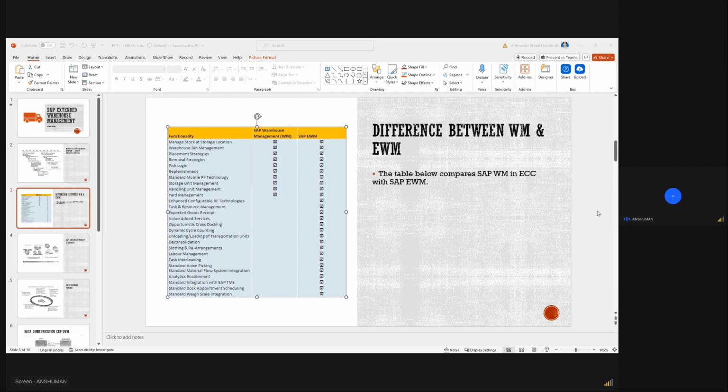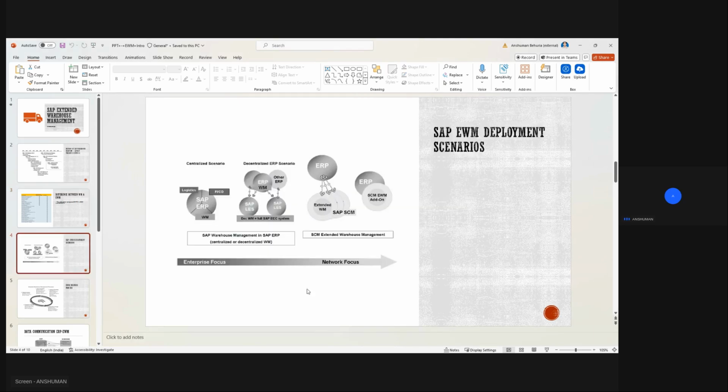Okay, so we can see what solutions are available, like the standalone system and all. Now we will look into that. What is the SAP EWM deployment scenario, or how can you install or implement the SAP EWM solution? Here you can see this is a centralized scenario.